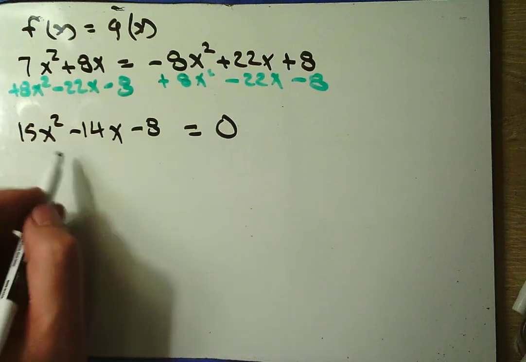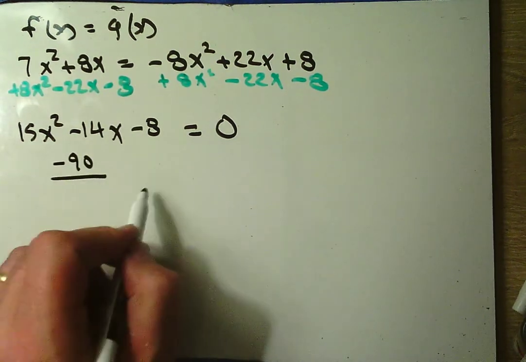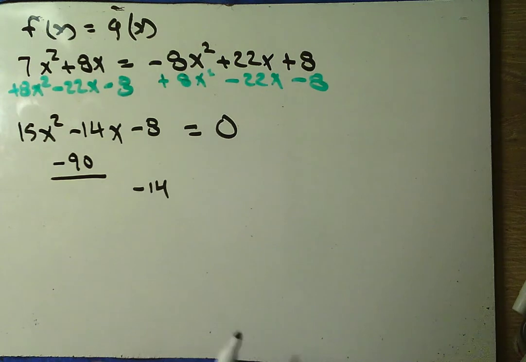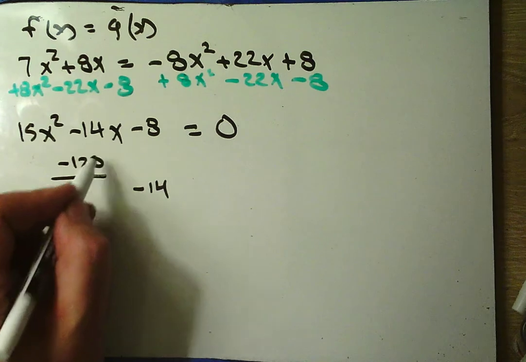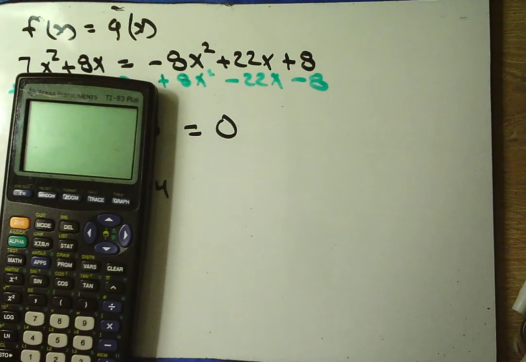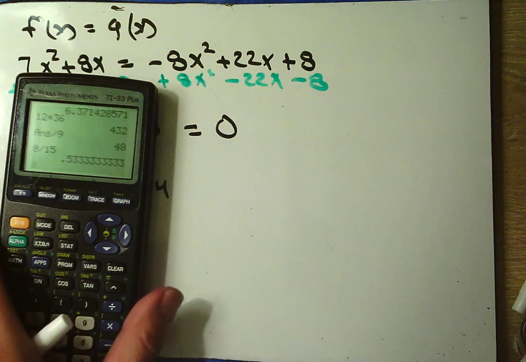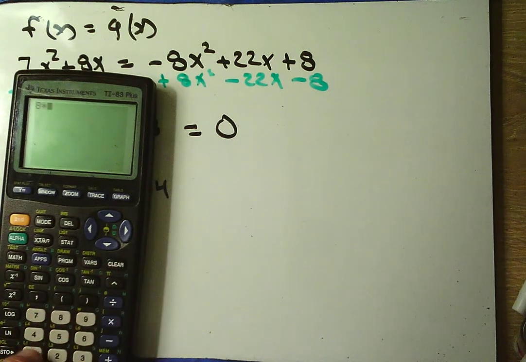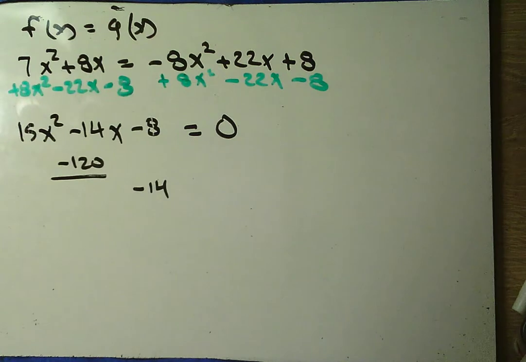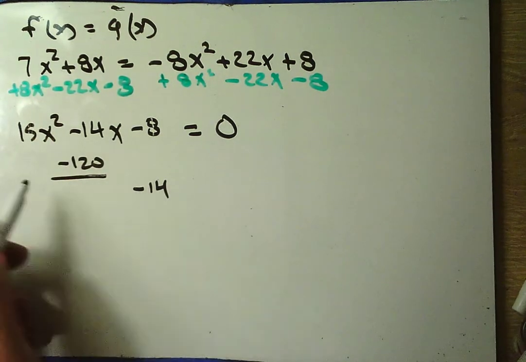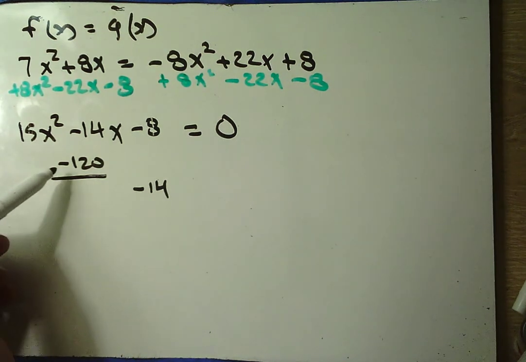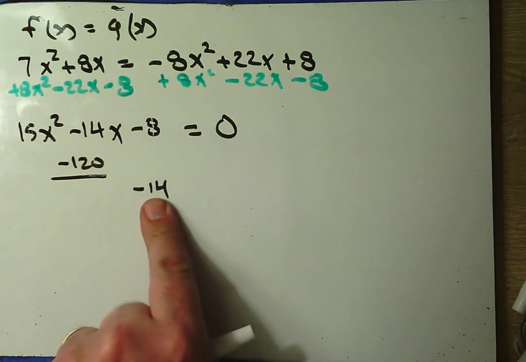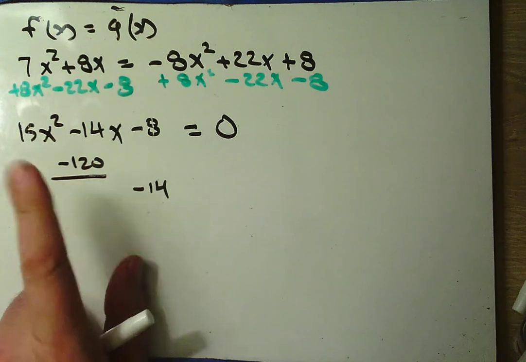Okay, so we're looking for the factors of negative 90 that add up to negative 14. Because 8 times 15, oh no, that's negative 120. I better check. 8 times 15. Yes, negative 120. Okay, so what are the factors of negative 120 that add up to negative 14? Well, two numbers multiplying together to make a negative means one's positive and one's negative. And because the sum is negative, the bigger number has to be negative.